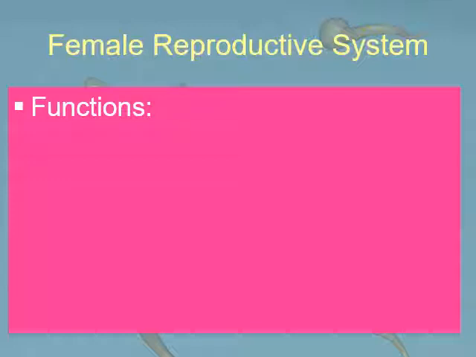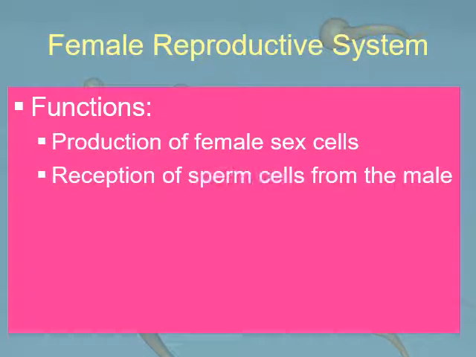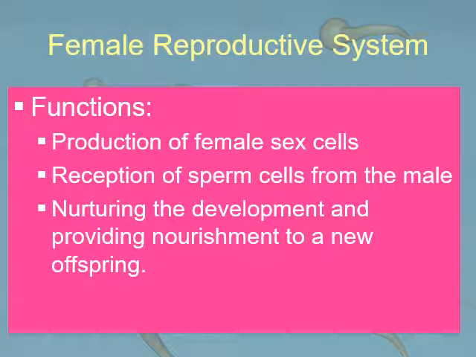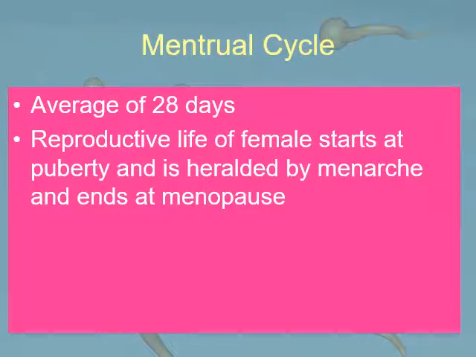So what are the functions of the female reproductive system? First, production of female sex cells, reception of sperm cells from the male, nurturing the development and providing nourishment to new offspring. And lastly, production of female sex hormones. The menstrual cycle averages 28 days. The reproductive life of a female starts at puberty, heralded by the menarche, and ends at menopause.